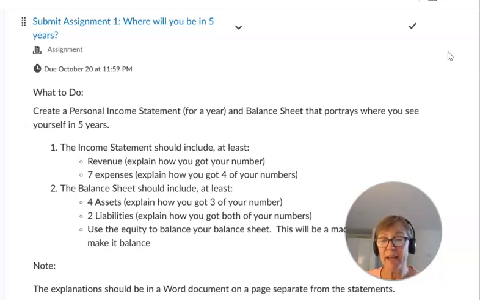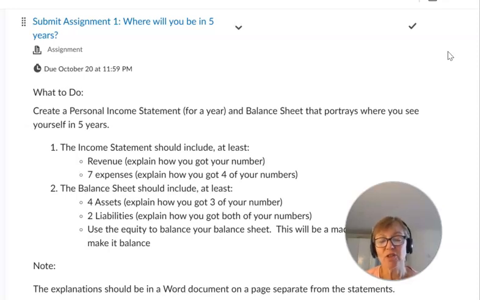2 liabilities. Maybe you still, for some reason, even though you're making $250,000, maybe you still haven't paid off your student loans, or maybe you have a mortgage, or maybe you have a bank loan separate from a mortgage. Okay, so again, explain your numbers. So just how did you get them?